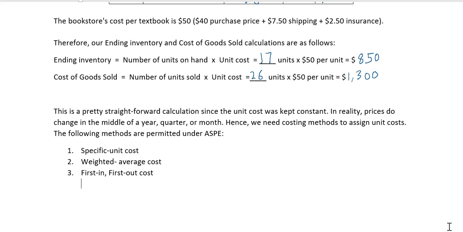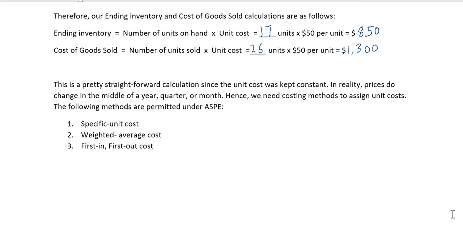In reality, prices do change in the middle of a year, quarter, or month. Hence, we need costing methods to assign unit costs. The following methods are permitted under ASPE. So 1. Specific unit cost. 2. Weighted average. And 3. First in, first out, also known as FIFO.